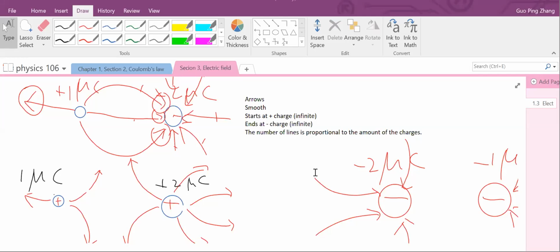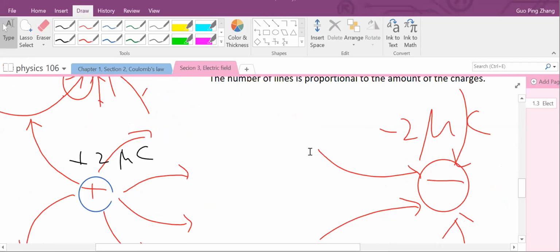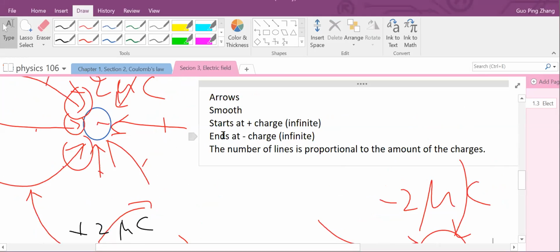This time I'm going to show you how we draw the electric field lines for the parallel plate. Let me review a little of what we discussed last time. Whenever you draw electric field lines, they must have arrows. The lines must be smooth: straight lines, or continuous curved lines.